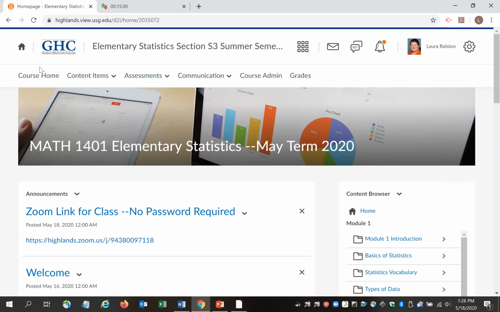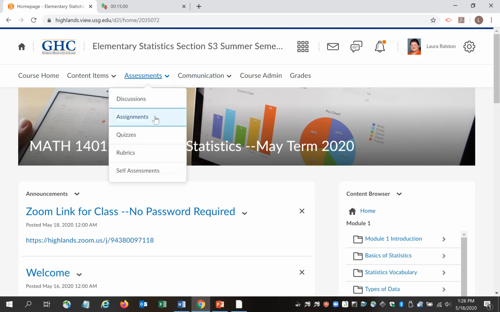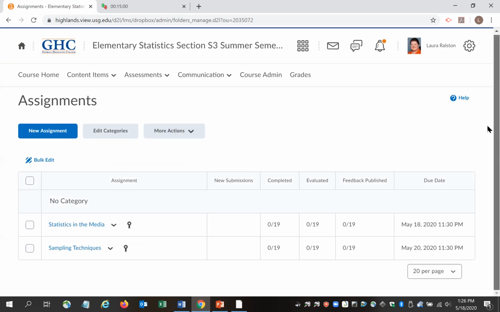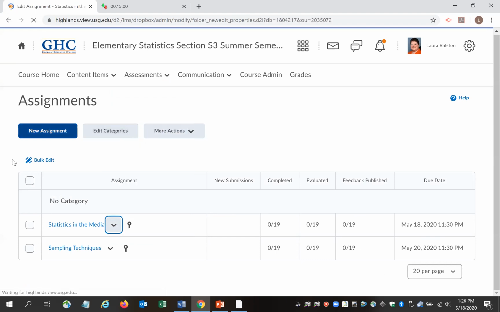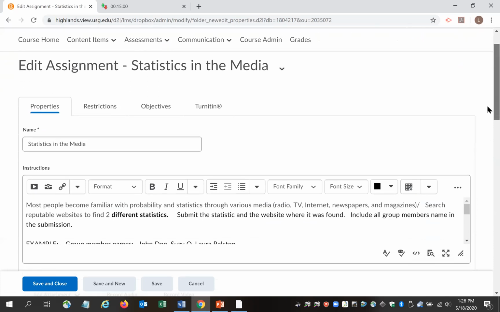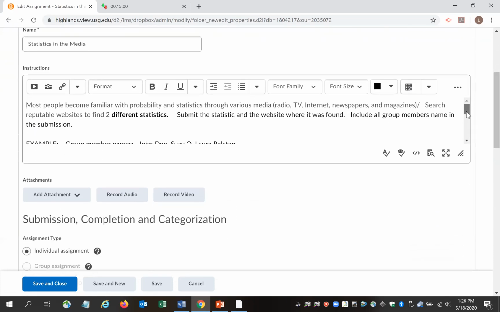If you're in D2L, go to assessments and assignments, and I hope you're able to see the assignment. It doesn't open up exactly right for me. But again, I want you to get a sense of the fact that statistics are all over the media, through radio, television, internet, newspapers, whatever.